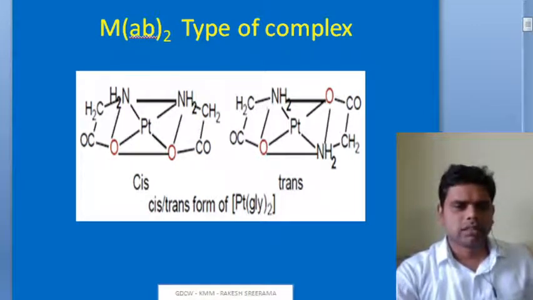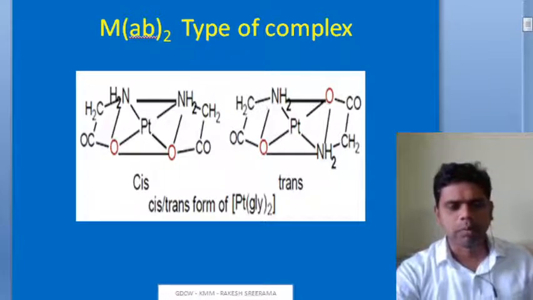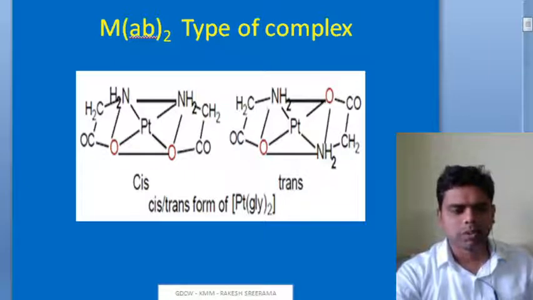Let's change the ligand type. MAB2 type of complex, which means it is a bidentate ligand where the ligating site A is different from ligating site B, and still it's a square planar complex. Such example is glycinato. Glycinate is the ligand, we call them as glycinato. Bisglycinato platinum 2 complex is what we are looking at.